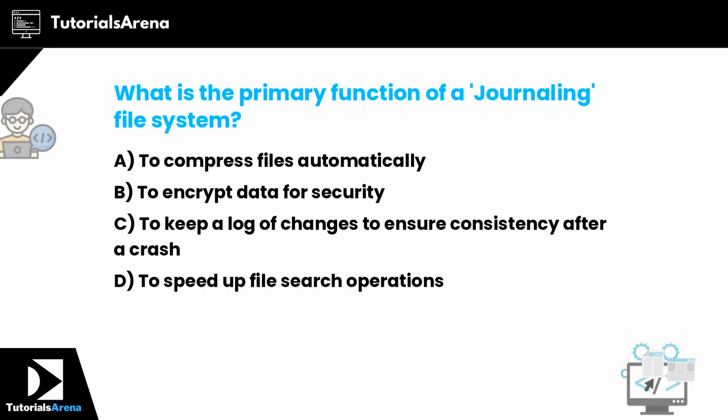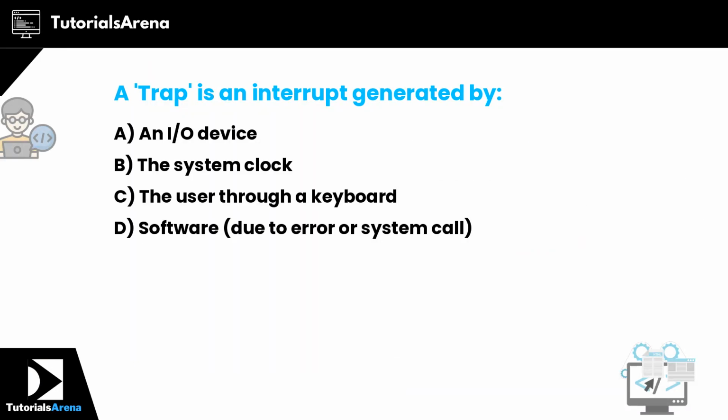What is the primary function of a journaling file system? The correct answer is option C, to keep a log of changes to ensure consistency after a crash. A trap is an interrupt generated by. The correct answer is option D, software, due to error or system call.